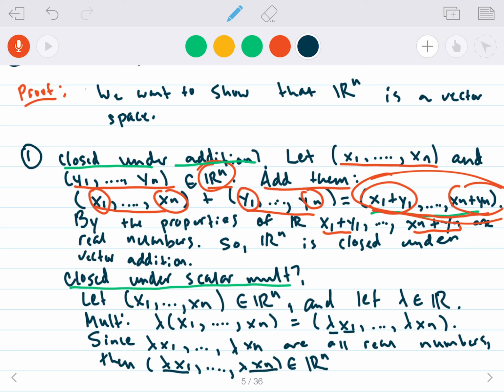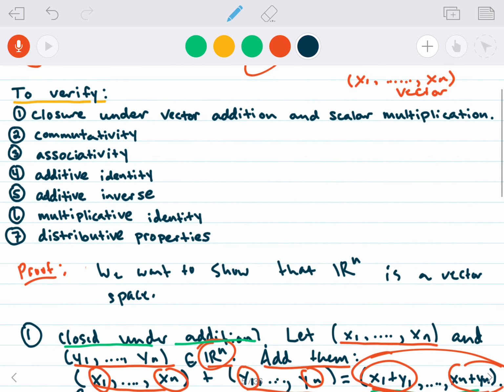So we've just shown that Rn is closed under vector addition and scalar multiplication. So that's the first. I told you guys this is a little bit annoying to do, like, come on, this is annoying. But I just want to make sure you guys know how to do this for more complicated examples. Okay.